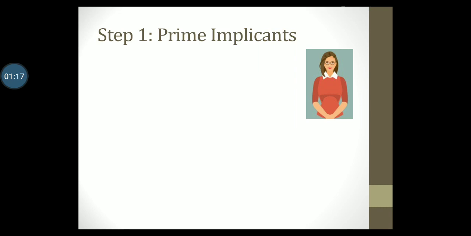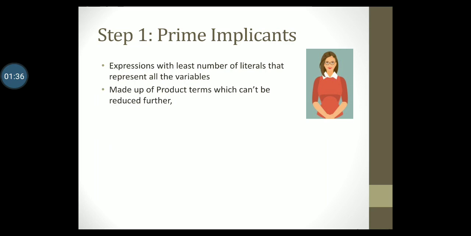Let us start with the first part, and that is the process of finding prime implicants. What are prime implicants? Prime implicants is nothing but an expression with the least number of literals which will easily represent all the terms given in an expression. Prime implicants are product terms which cannot be reduced by combining with any other product term. Also, in order to accurately use the QM method, the function needs to be given in terms of minterms.